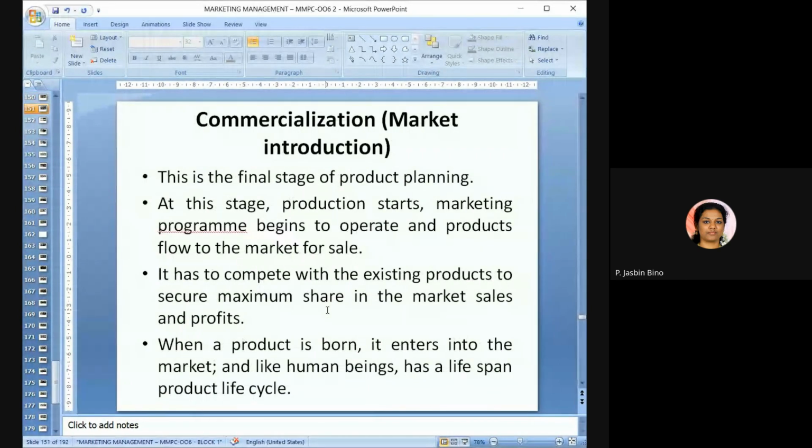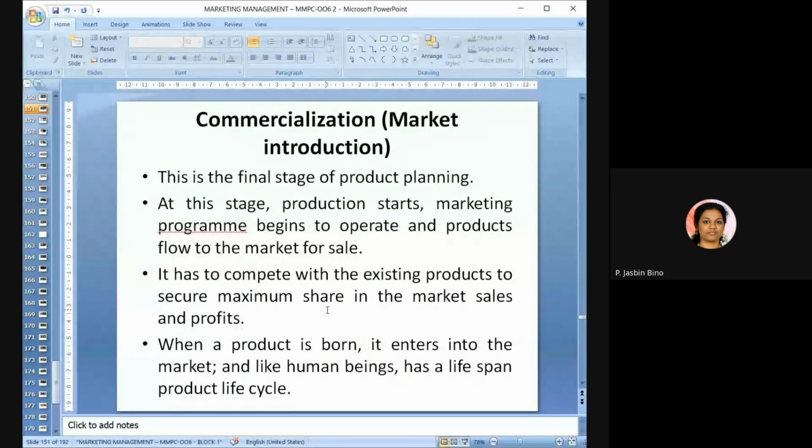Then the last one is commercialization or market introduction, the final stage of new product development. In this stage, production starts, marketing programs begin to operate, and the products flow to the market for sale. Marketing people create awareness related to the product through advertising and sales promotional campaigns or activities. The product has to compete with the existing products in the market. Only when it competes properly will it secure maximum share in market sales and profits.